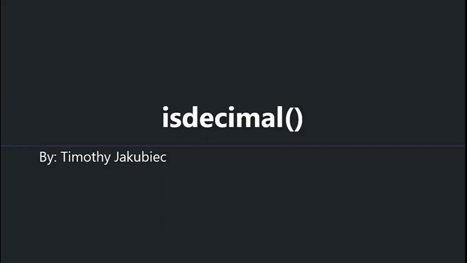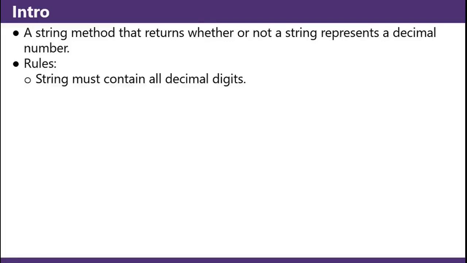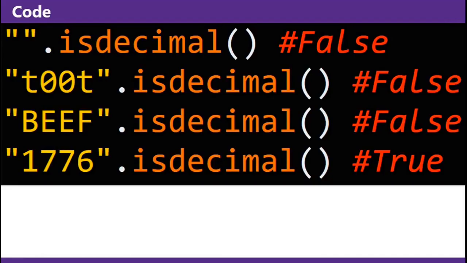The isDecimal method in Python. It's a string method that returns whether or not a string represents a decimal number. Rules: the string must contain all decimal digits, and the string must contain at least one character. The empty string's isDecimal is false because it doesn't have at least one character.